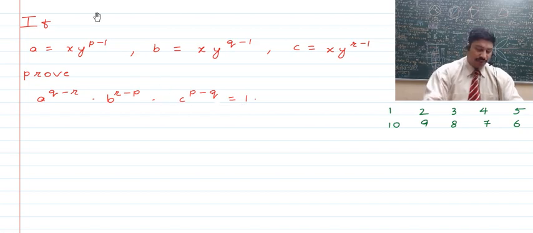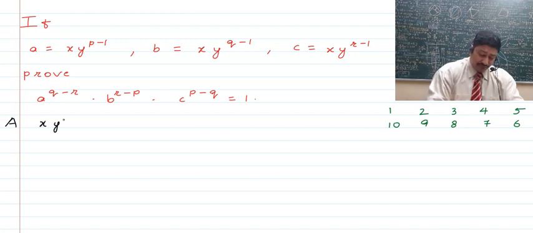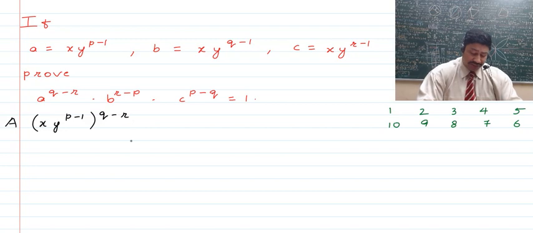In order to prove this, we write this keeping the value of A, as A is xy raised to the power p minus 1. So in place of A we will write this, that is x into y raised to the power p minus 1, which is whole raised to the power q minus r. To this is multiplied b raised to the power r minus p. Now b is what? B is here x y raised to the power q minus 1, which is whole raised to the power r minus p.